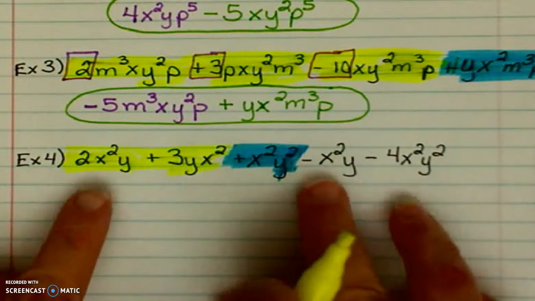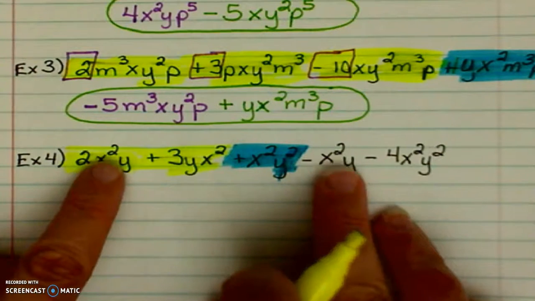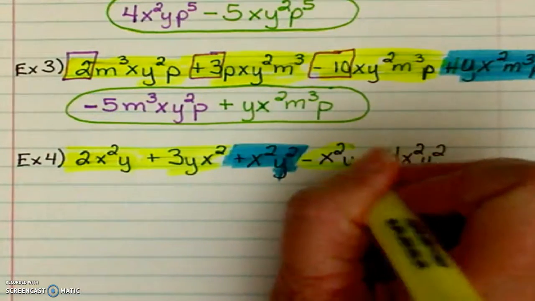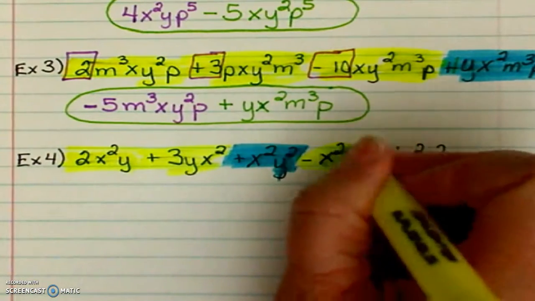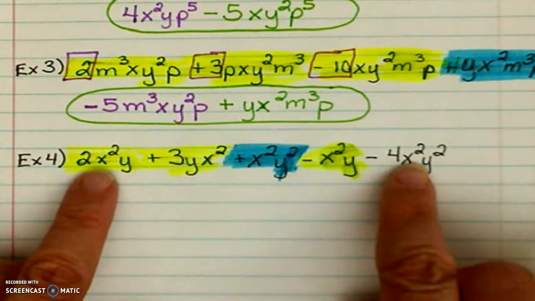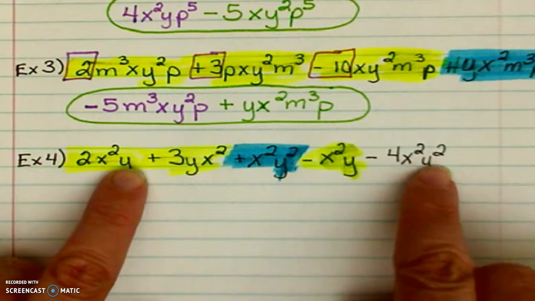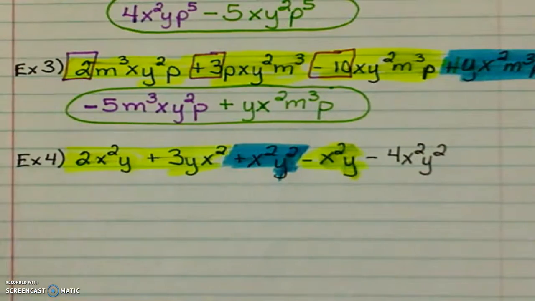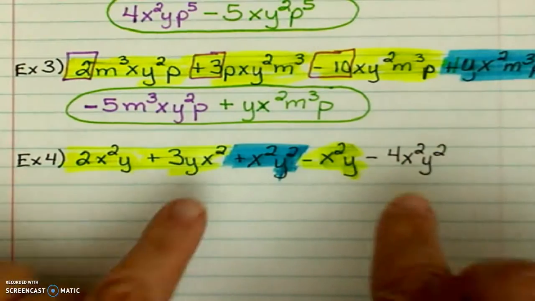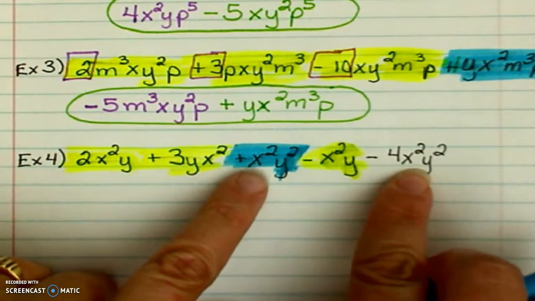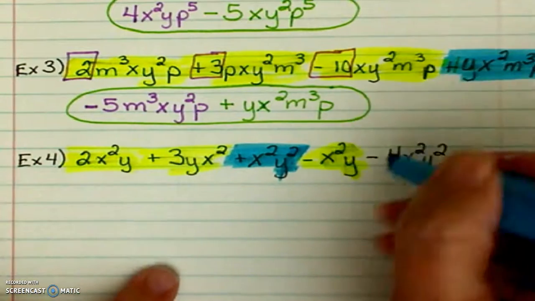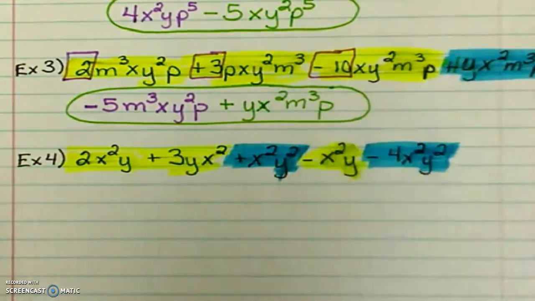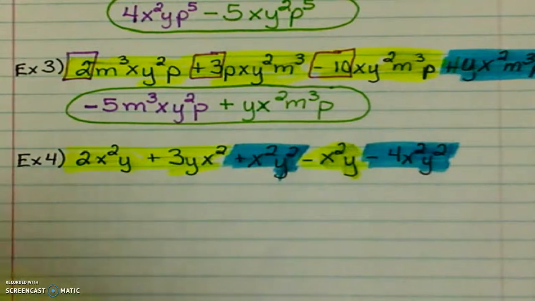So I look at the next one. We have x squared, y to the first. So this is a like term with the first two. If I look at the last one, it has x squared, but again, that has y squared instead of y to the first. That means that that is a different term, and if I match it up with the blue one, we have x squared, y squared. So that means that this is a like term with the other blue one that I have highlighted.